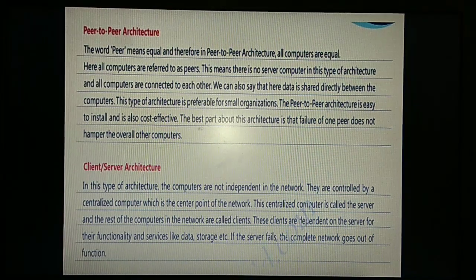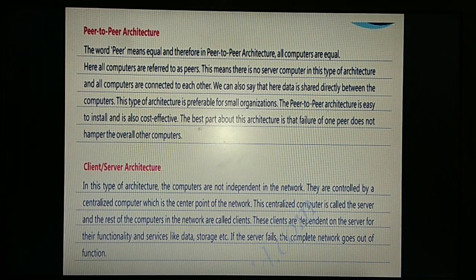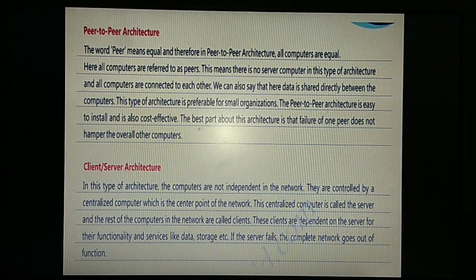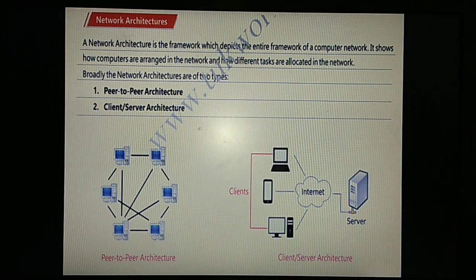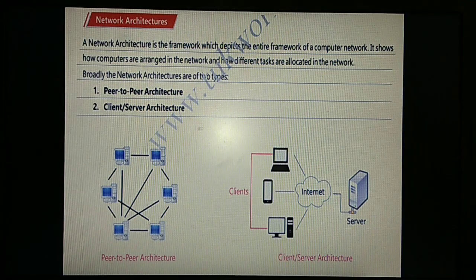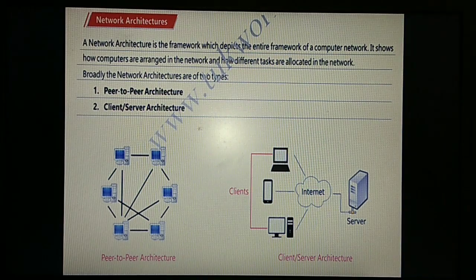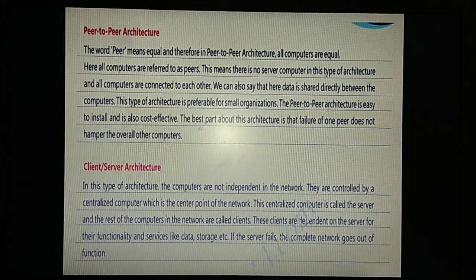Client server architecture, just see over here. In this type of architecture the computers are not independent. Okay, in peer-to-peer what is happening? The computers are independent. They can share any information from one computer to another. But in client server, what happens? Any computers or any devices are not independent over here. They are not independent in the network.